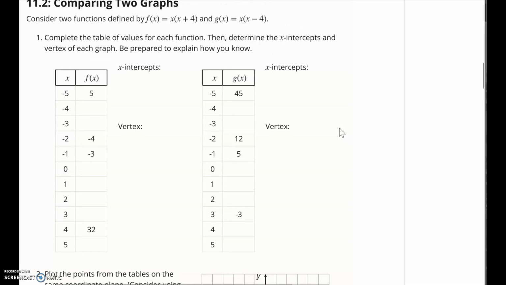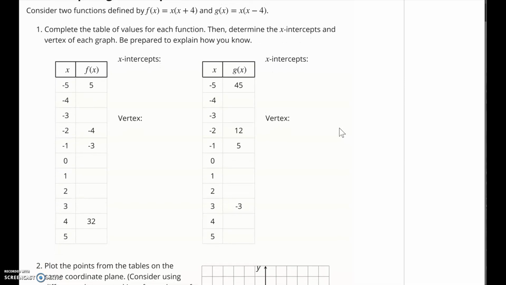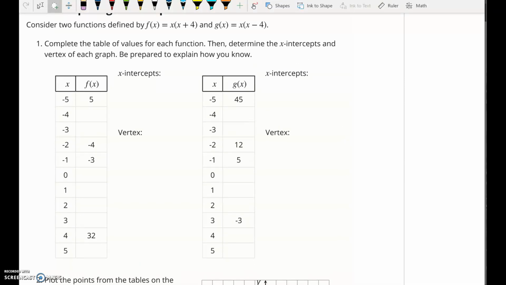So let's look at this first function. We have f of x, we'll make this one red. We have f of x is equal to x times a quantity x plus 4. Okay, so to graph this, to build a table of values, what we need to do is take each one of these x values and plug them into our function.